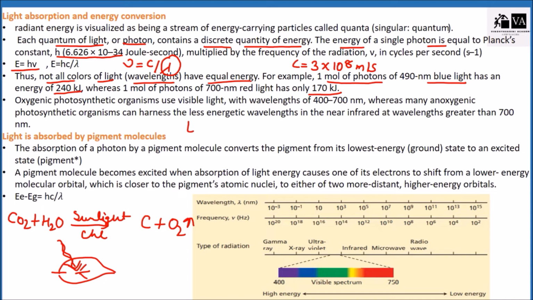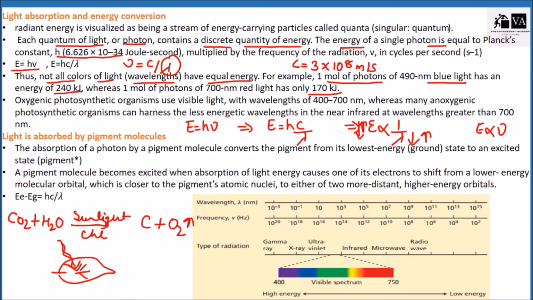According to the above formula, E = hν, right? And we can also write c upon λ in place of ν. So we can also write that energy is inversely proportional to λ, and energy is directly proportional to ν, that is frequency. So if the wavelength is low, the energy will be high. If the wavelength is high, the energy will be low.